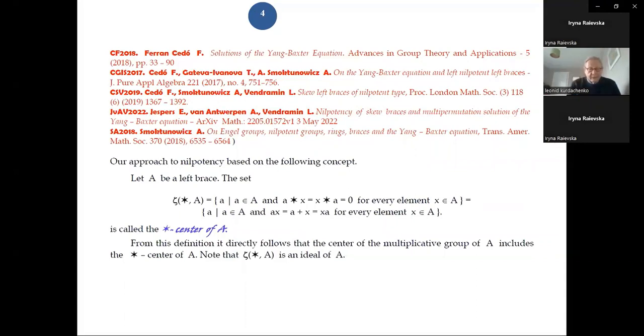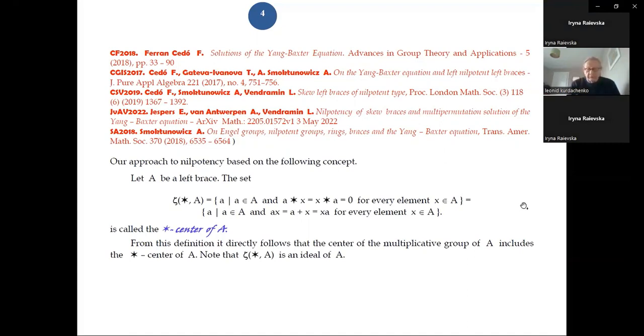So, let A be a left brace. We consider the set Soc*(A). This set consists of the elements a such that a * x and x * a are zero for every element x of A. This means that ax and xa coincide with a + x. So for these elements, the operations of addition and multiplication coincide. This subset is called the star center of A.